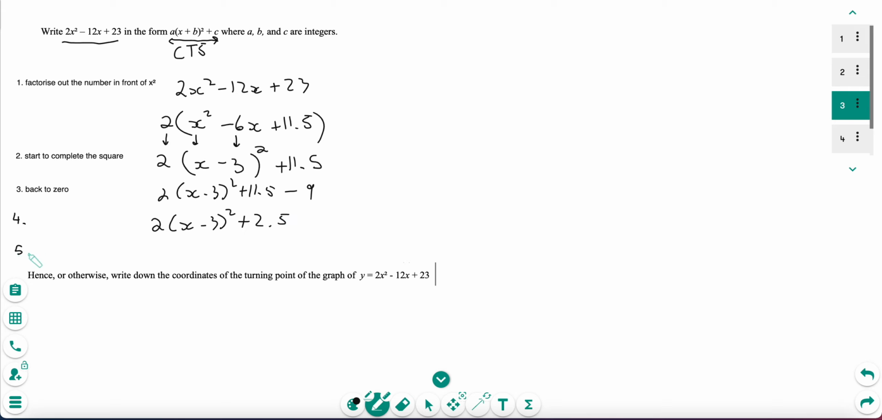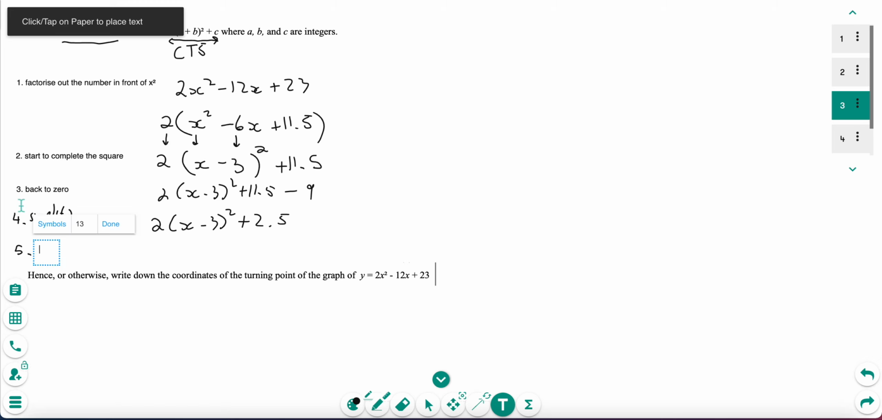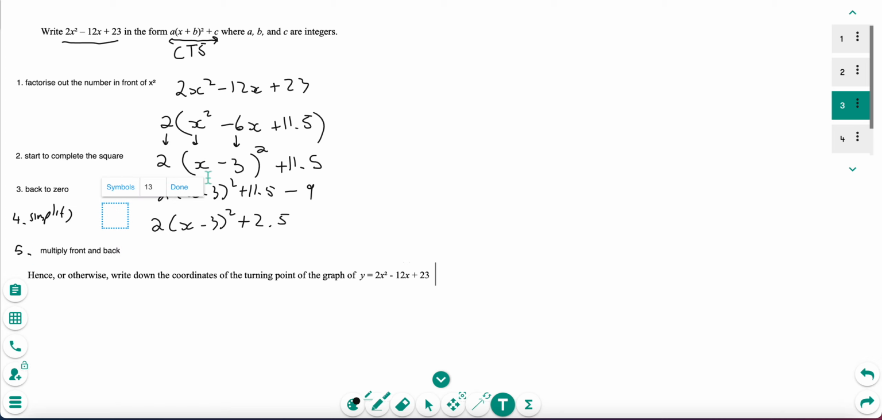And step 5, we're going to multiply the front and the back. So what you're going to do is you're going to multiply the front and the back. 2 times 2.5 is 5. So our final answer will be +5. All right, and that's how you find that last term. You have to multiply the 2 and the 2.5.